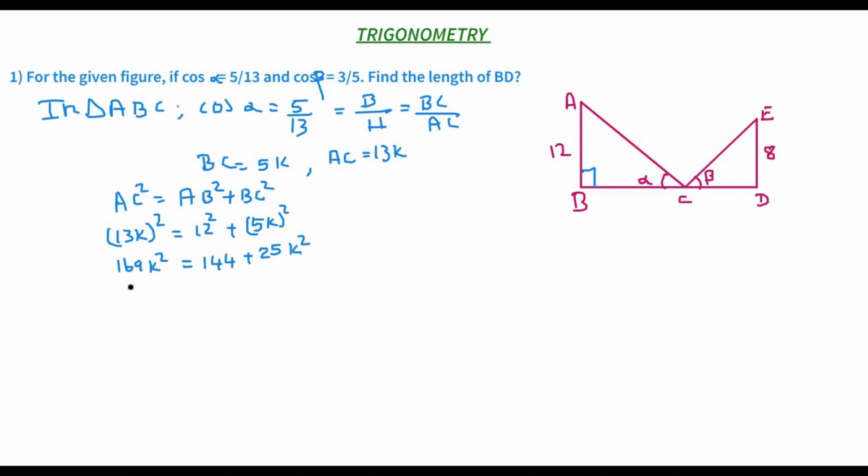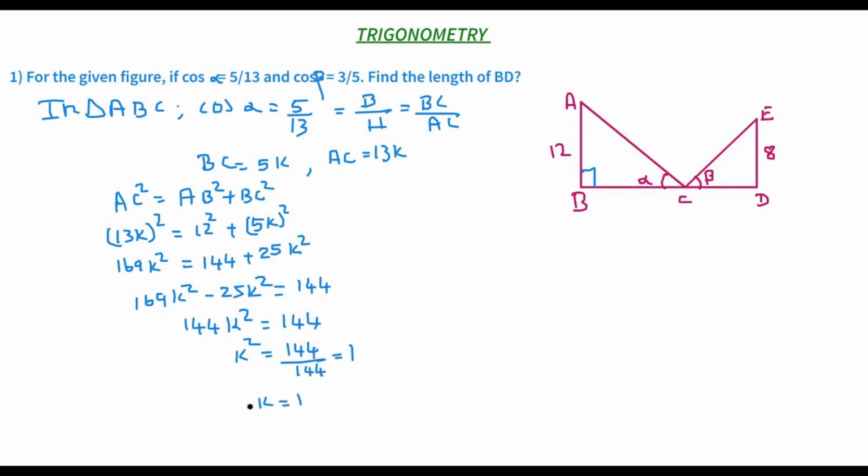Now let's bring all the k's to one side and the number to the other side. So we bring our variable to one side and the constant to the other side. So it is 169k square minus 25k square equals 144. So 144k square equals 144. Both the sides we have 144, so k square equals 144 divided by 144, which is equal to 1. Since k square is equal to 1, k is also equal to 1. So now we have the value that k is equal to 1.